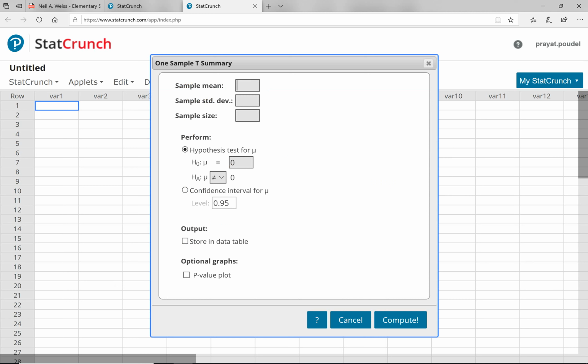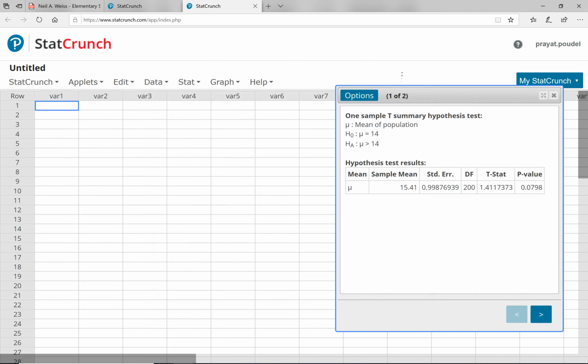So all we know is what the sample mean is. What was the sample mean? It's 15.41. The sample standard deviation is 14.16. The sample size is 201. Our null hypothesis was mu is equal to 14, and our alternative hypothesis was mu was greater than 14, and I'm going to ask for a p-value plot. All right, so let's look at this here.